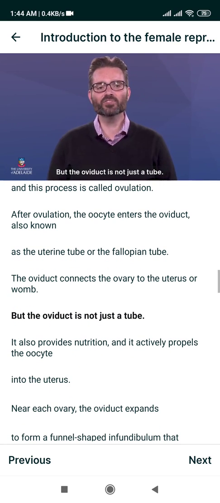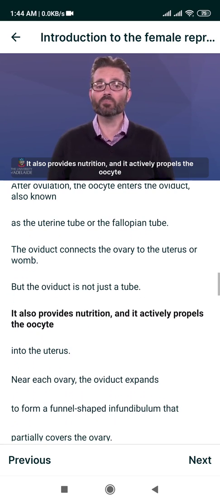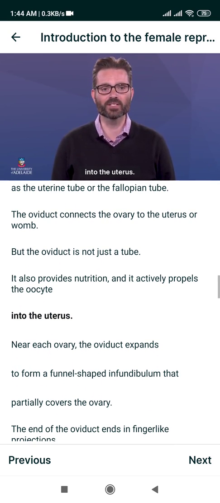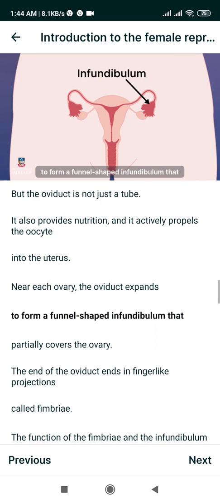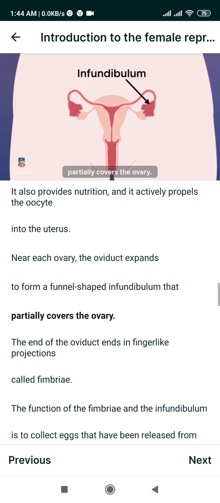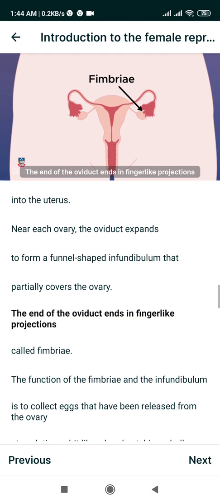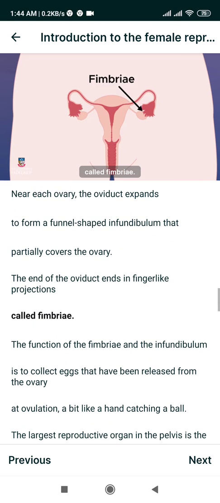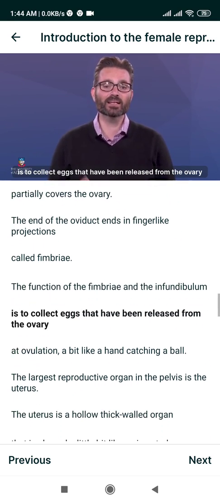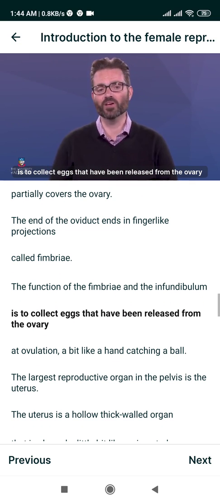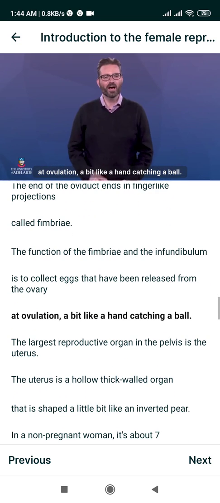But the oviduct is not just a tube. It also provides nutrition, and it actively propels the oocyte into the uterus. Near each ovary, the oviduct expands to form a funnel-shaped infundibulum that partially covers the ovary. The end of the oviduct ends in finger-like projections called fimbriae. The function of the fimbriae and the infundibulum is to collect eggs that have been released from the ovary at ovulation, a bit like a hand catching a ball.